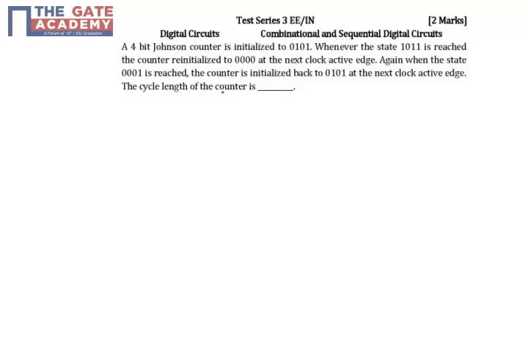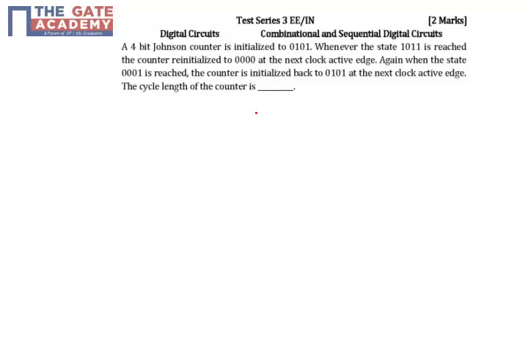So in the given problem, the counter is a 4-bit Johnson counter, right? It was initialized with the value 0101. After that, whenever it reaches a particular state, 1011, the counter is reinitialized to 0000. Okay, so first we will start this problem with the initial value given.